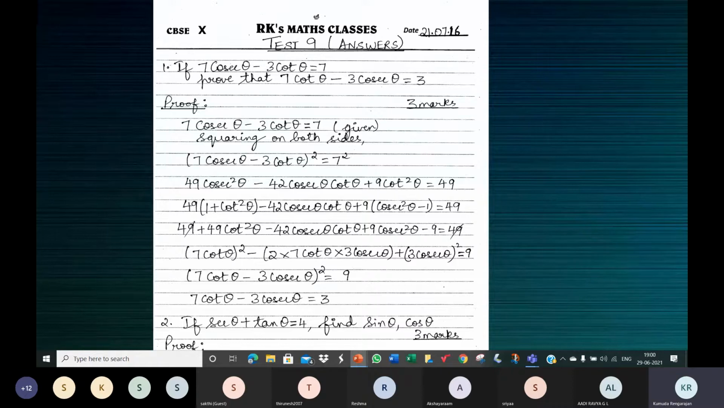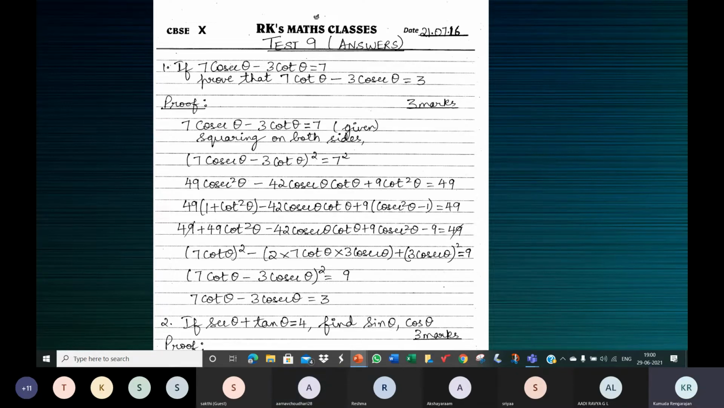Is Arnav there? Yes, ma'am. Yes, Arnav, can you recall from yesterday's discussion? You had asked secant theta plus tan theta is equal to, the answer is 1 by secant theta minus tan theta. Very good.